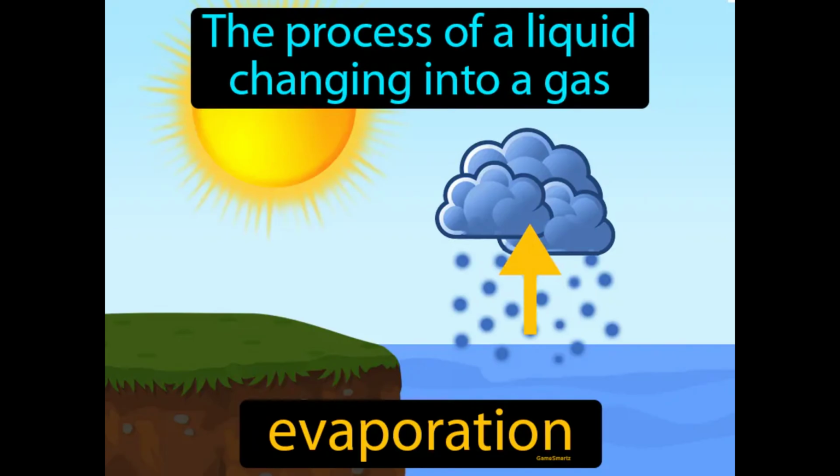The top of liquid changing into a gas. Evaporation. Evaporation is when a liquid turns into a gas, usually from the surface, when heat causes its molecules to move faster and break away.